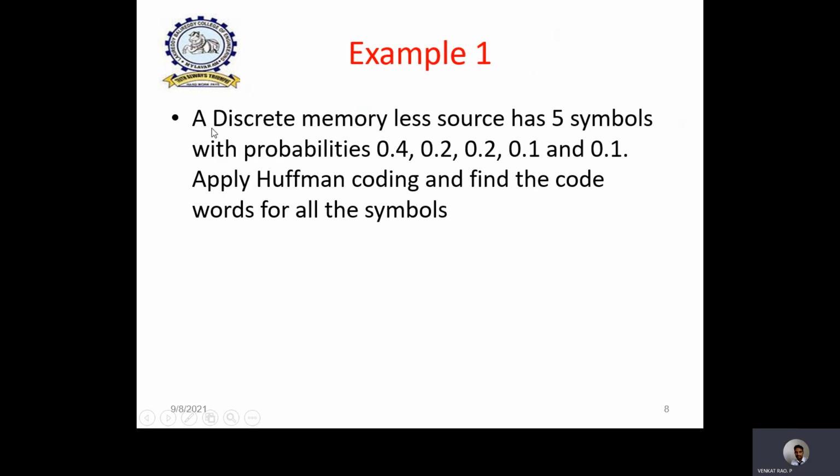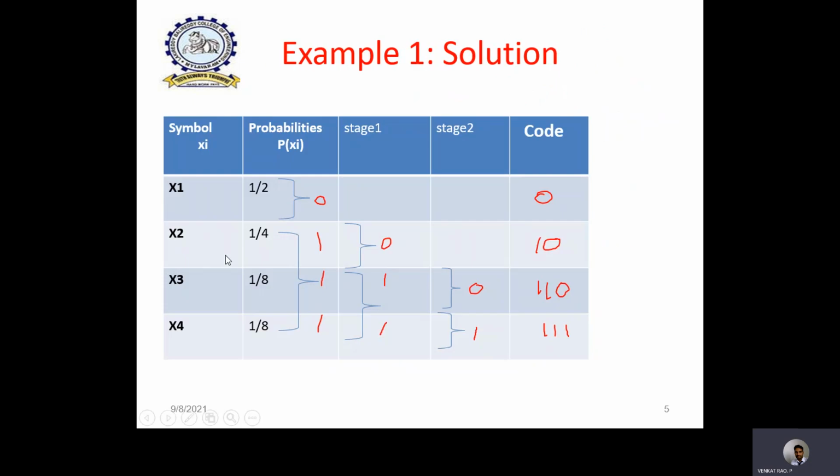Here, take an example: a discrete memoryless source has 5 symbols. I already said that the information required in order to implement any coding technique is the number of symbols and their probabilities. It is clearly given that it has 5 symbols with probabilities 0.4, 0.2, 0.2, 0.1 and 0.1. Clear. So we need to apply Huffman coding and find the code words for all the symbols. What is the meaning of this? Like this, for all the symbols, finally we need to find the codes.